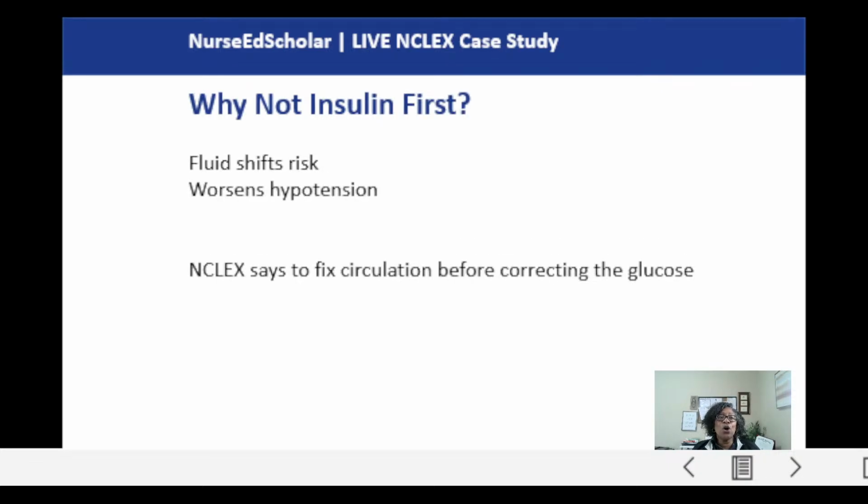All righty. So why not the other answers? So we wouldn't give the insulin first. Nope. Because, as I said, it causes rapid fluid shifts. It worsens the hypotension. Like I said, the patient already has enough insulin. That's not the issue. The issue is that the patient is extremely dehydrated. Potassium, yes, there could be a shift in the potassium. It's important, but it's not the priority. The priority is to restore the circulation in your patient.